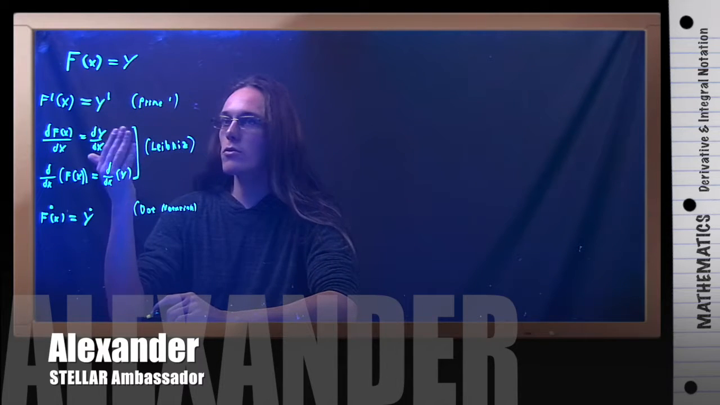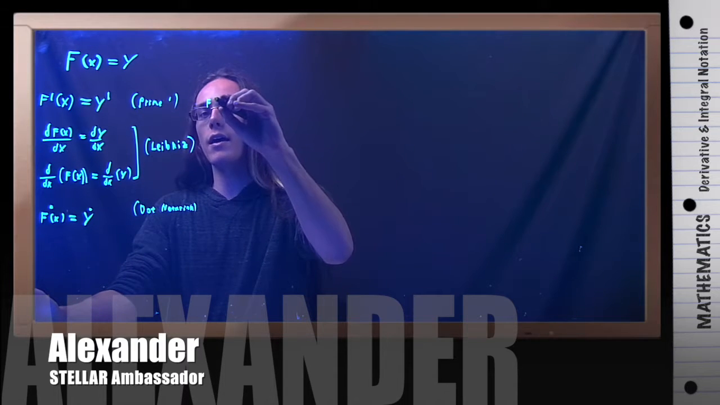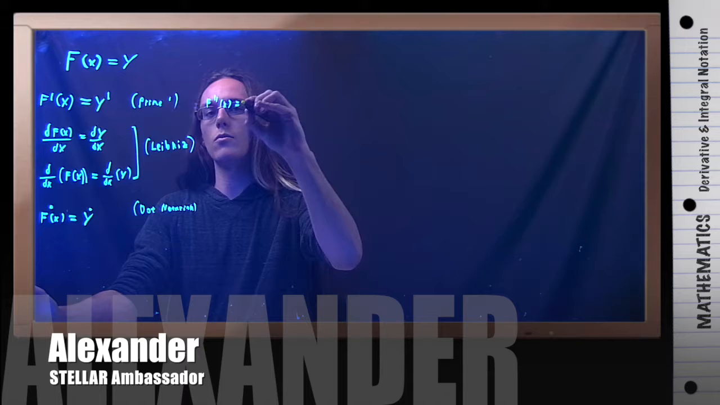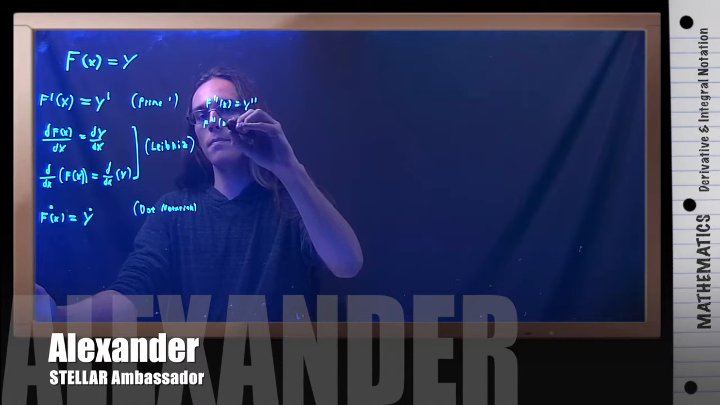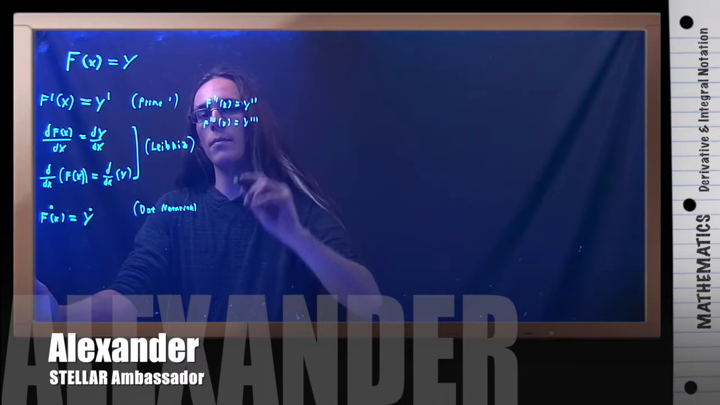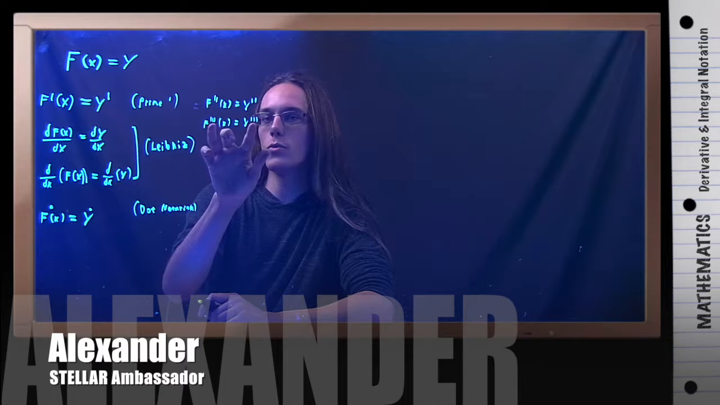Now, what if you want to do the derivatives again? Well, for prime notation, you would just keep going. You'd have f double prime is equal to y double prime. You could have f triple prime is equal to y triple prime. Now, of course, once you get to 4, then this gets kind of unruly or unwieldy.